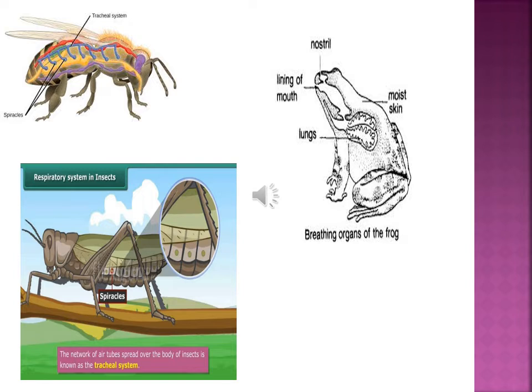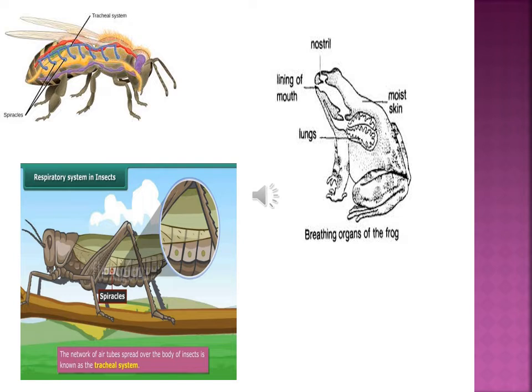Second is the frog. Frogs live both on land and in water. Frogs have a pair of lungs like human beings to breathe on land, and in water they breathe through their moist skin. When on land, they respire through their lungs, while on or near water, they respire through their moist skin by the diffusion of oxygen and carbon dioxide.